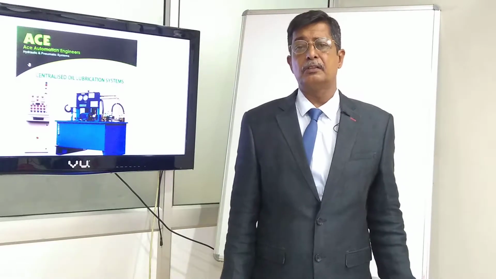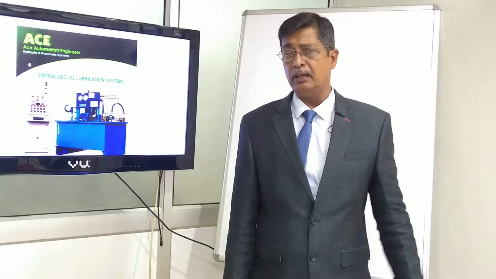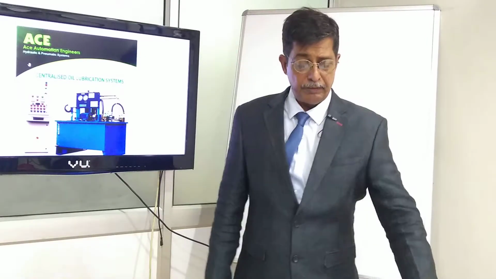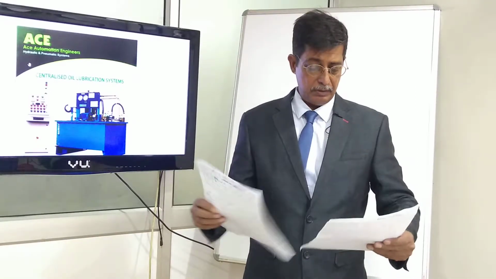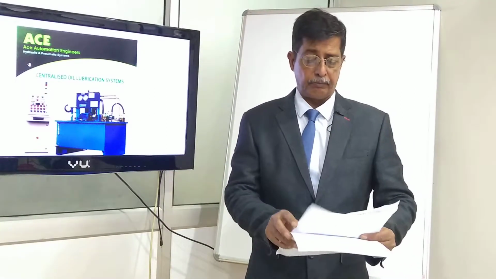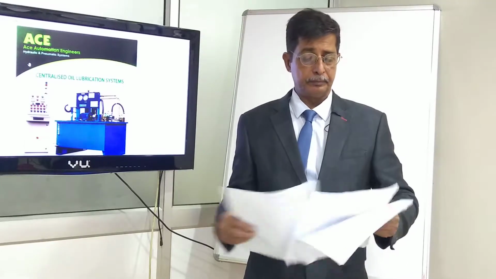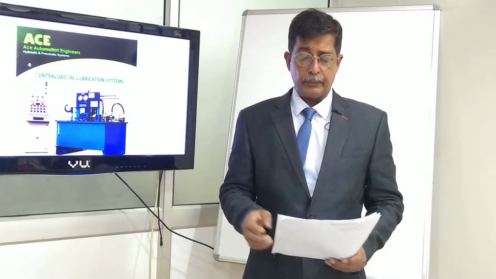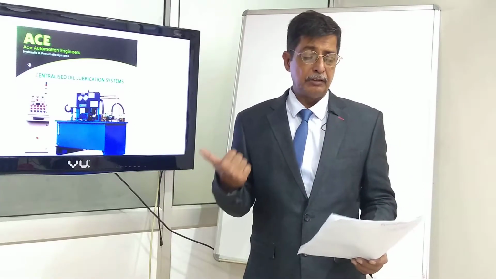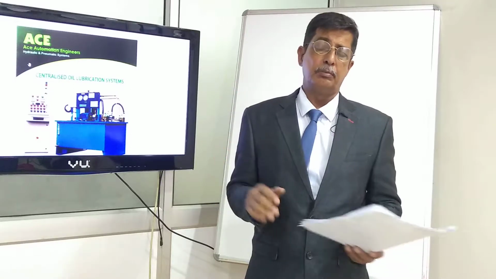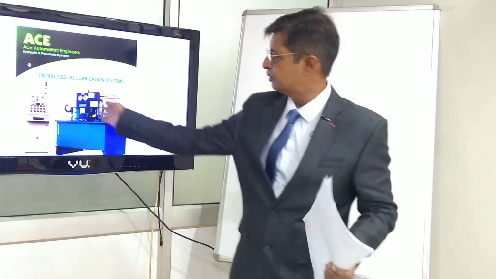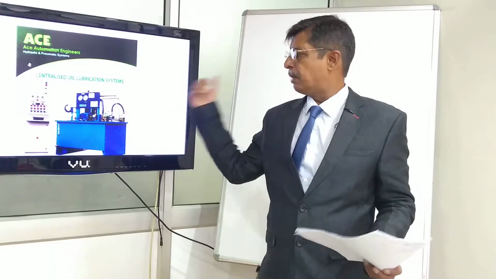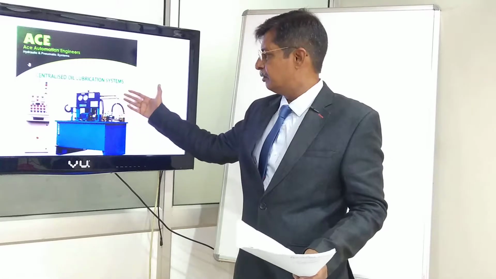So, to prevent this, I'm going to talk about prevention. For prevention, there are two aspects. One is the lubrication system, which typically would look something like this, and two is the piping and instrumentation that carries oil from here to the bearing and back to this reservoir.